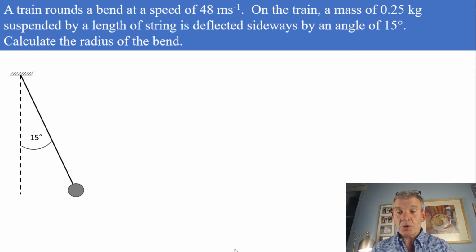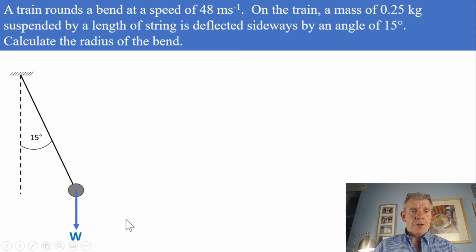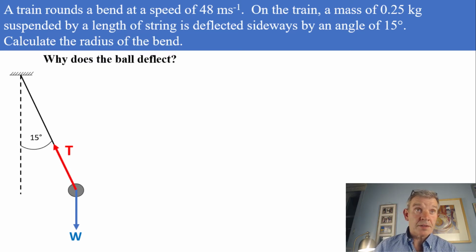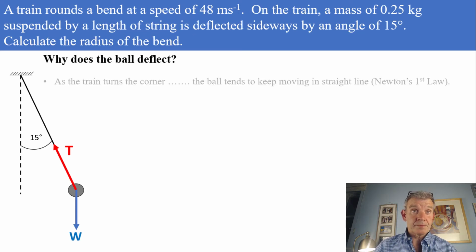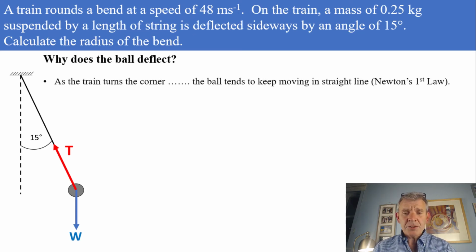As with all these types of questions, we first of all draw on the forces which are acting on the mass. First, we've got our weight. We've got our tension acting up the string. So the first question we need to ask ourselves is, why does the ball deflect? Well, as the train turns the corner, the ball tends to keep moving in a straight line. And we know that from Newton's first law of motion.